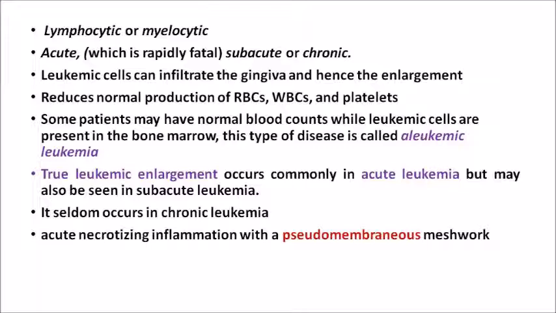Usually, true leukemic enlargement occurs only in acute leukemia. Acute leukemia is the rapidly fatal condition and true enlargement occurs in acute leukemia. Also may be seen in subacute leukemia but not in chronic leukemia. So, as we already mentioned, vitamin C deficiency was the only condition which we learned till now showing a pseudomembranous network. Leukemic enlargement also shows acute necrotizing inflammation with a pseudomembrane formation.